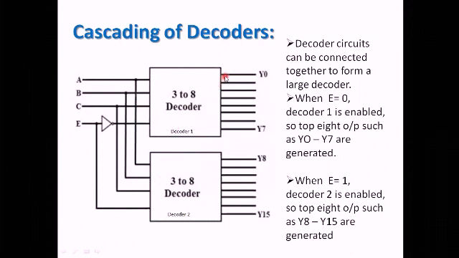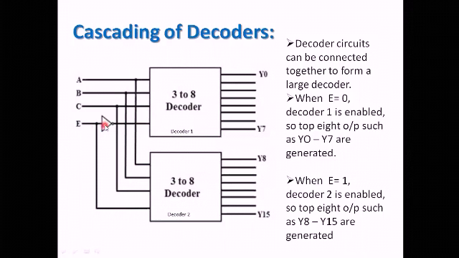The output of the first decoder is Y0 to Y7. Similarly, in decoder 2, it is Y8 to Y15. And this is the enable line. This enable line will decide which decoder will operate in each case. I am repeating this line because this line is very important. This whole circuit is depending on the enable.